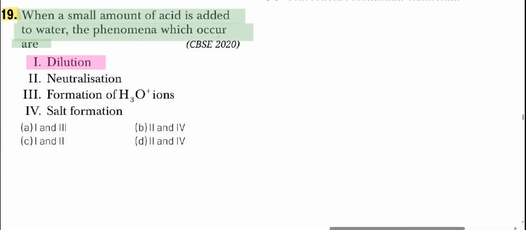As you know, for neutralization, a base should be added to an acid. There is formation of H3O+, that's hydronium ions, or you may write H+(aq), the same. So these are the two changes. Salt formation does not take place. In order to form a salt, acid must be reacted with a base. So therefore, the correct answer is this one, that is part A.